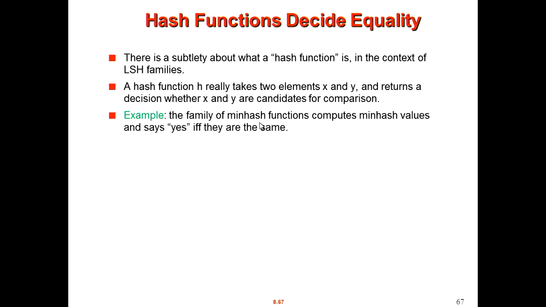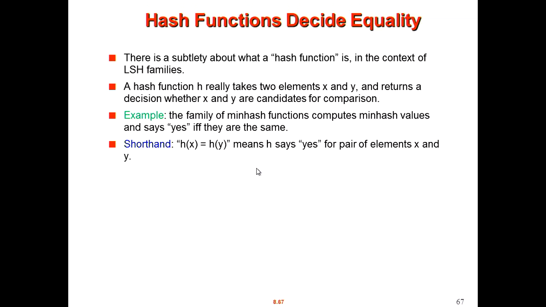And the family of hashing functions computes min hash values and says yes if they are the same. So that's about the min hashing functions. Given 2 vectors in the min hashing function, they will compute the min hashing values and then check if they are similar or not. For short, hx equal to hy means that h says yes for the pair of elements x and y.